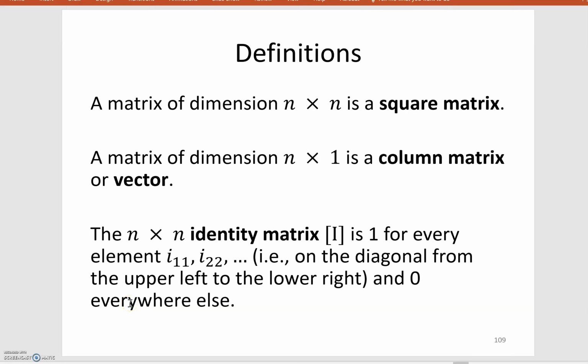So we're continuing our discussion of matrices. This is the third video in section 4.1. And we want to go over some definitions. So first of all, let's define a square matrix.